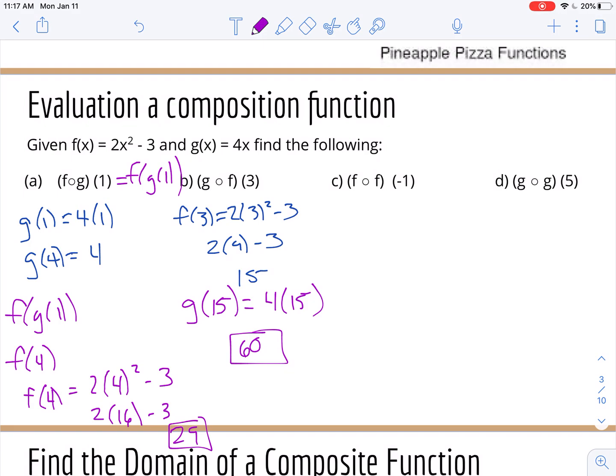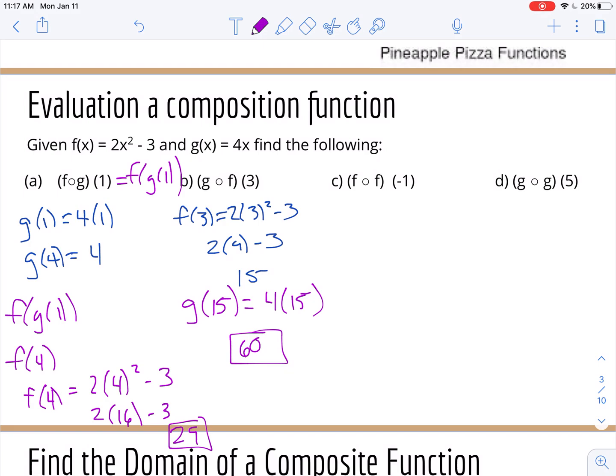I figured out what f of 3 was. Once I had f of 3, I plugged it into g. I found g of f of 3 to be 60 because f of 3 is 15, and g of 15 is 60. We can do this over and over.